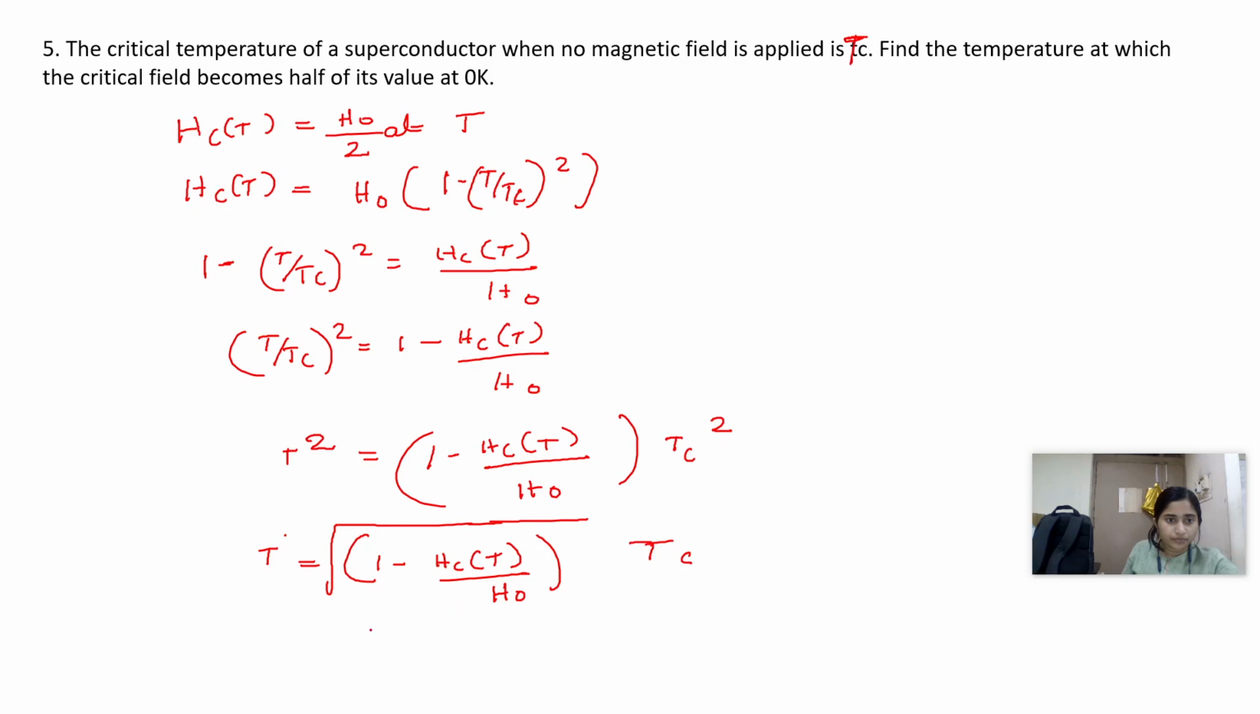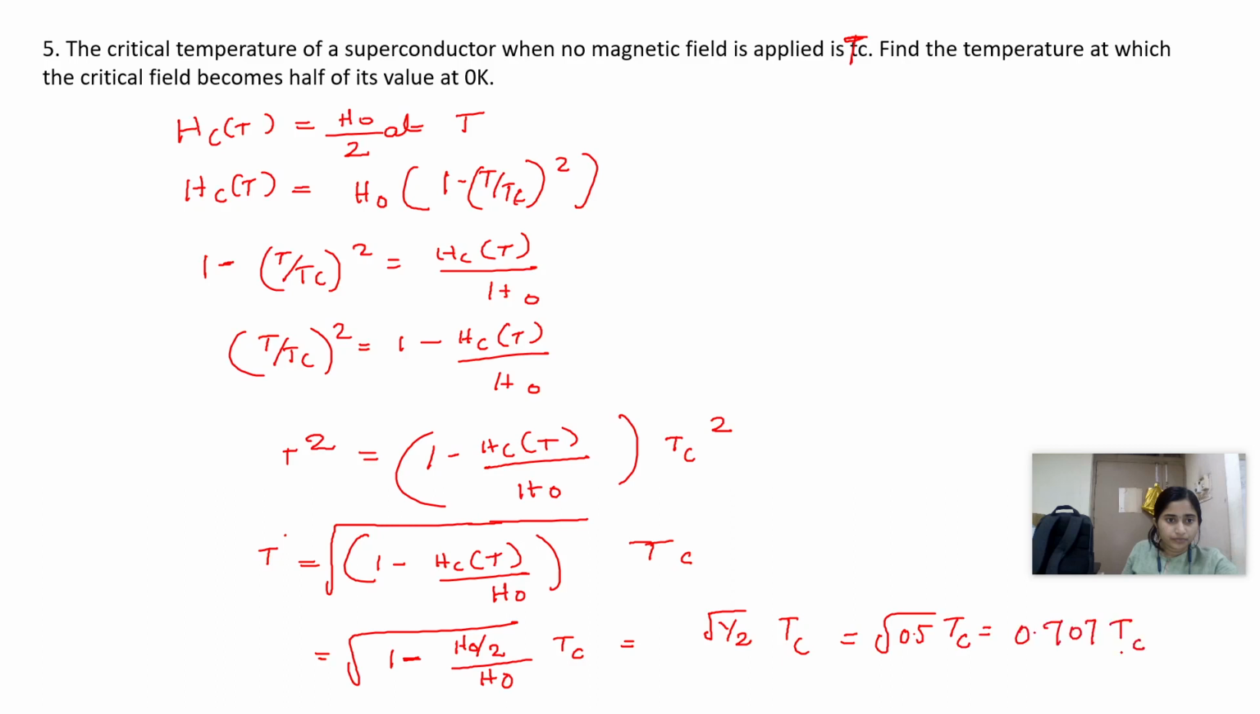Okay, now here we have to apply the condition. So here you will get root of 1 minus Hc of t, which will be H0 by 2. That is the condition given in the question. Okay, times Tc. So how much will it be? H0 will cancel and it is root of 1 over 2 times Tc. That will be root of 0.5 times Tc. You can write it as 0.707 Tc.